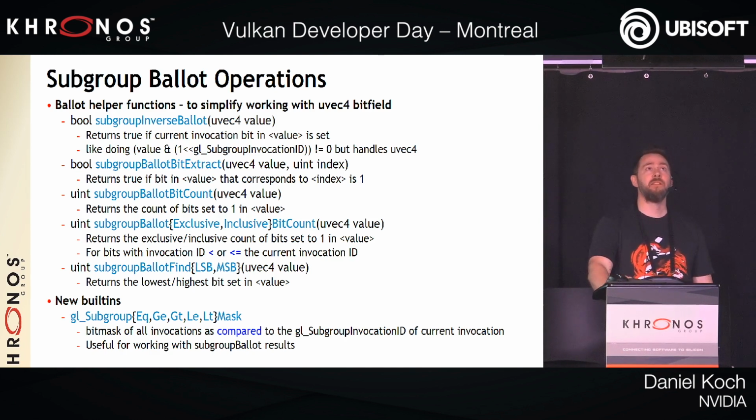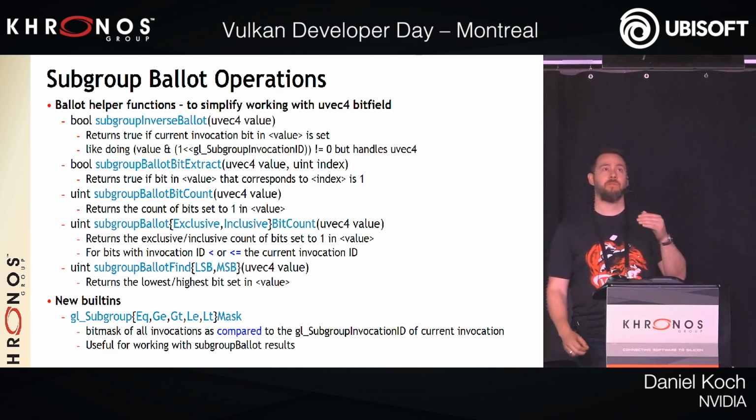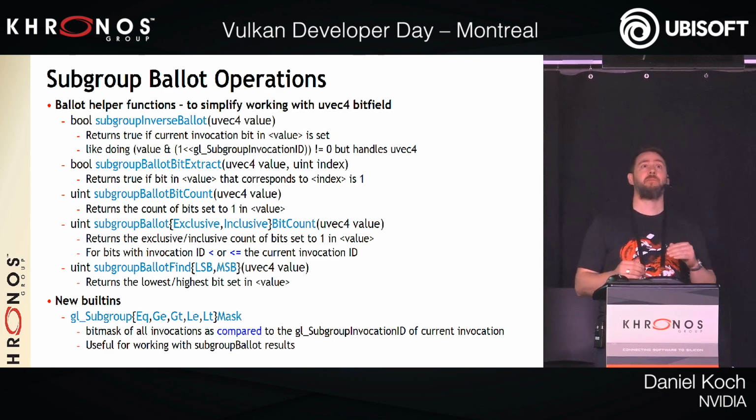There are also built-ins. So gl_SubgroupEqMask, for example, is basically a mask of the other invocations in the subgroup compared to your own thread, so you can see all the ones that are less than me. The EQ one is obviously just yourself. Greater than as well, so you can break it down depending on your workload, based on the ballot results.